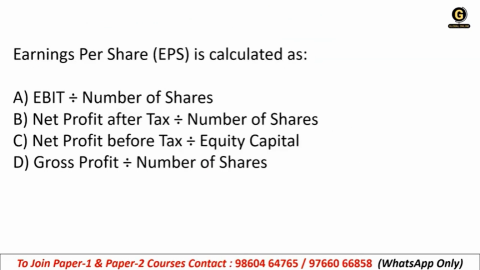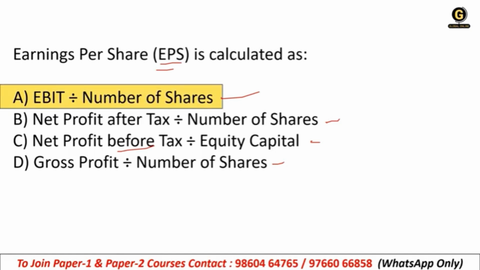Next question. Earning per share, EPS, is calculated as: earning before interest and tax divided by number of shares, net profit after tax divided by number of shares, net profit before tax divided by equity capital, or gross profit divided by number of shares. Okay, give your answer. Only 10 seconds will be given to you. Okay. All right. So the right answer is option A, earning before interest and tax divided by number of shares.